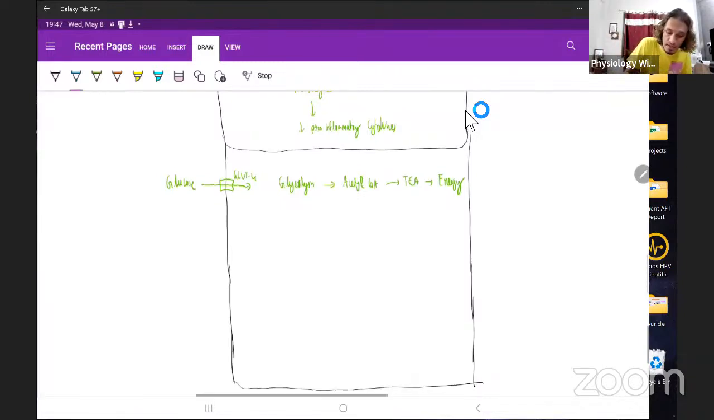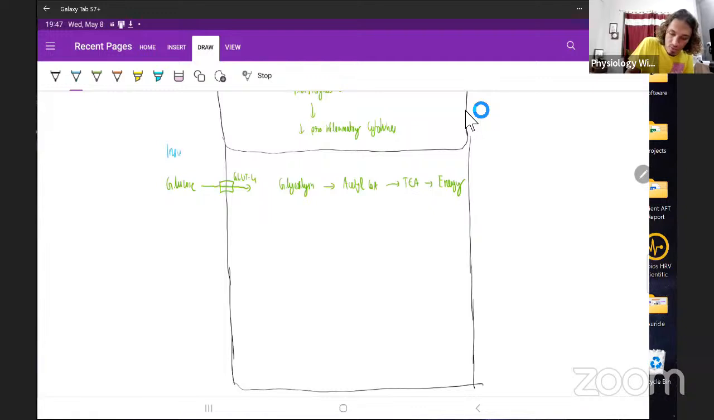For this, you need insulin. Insulin, what does it do? Insulin acts to bring this GLUT4 receptor. Okay, this transporter is brought to the membrane so that glucose can come in. So for glucose to come in, we need insulin.